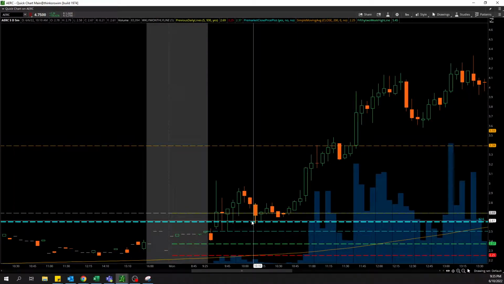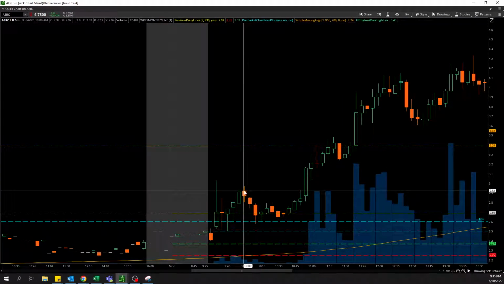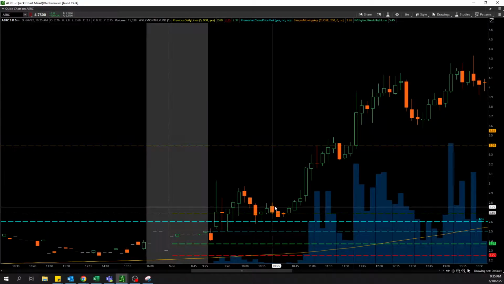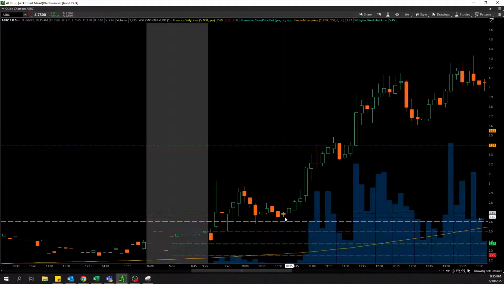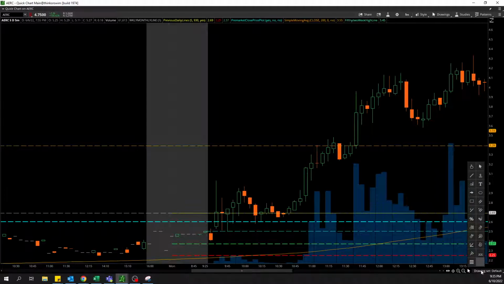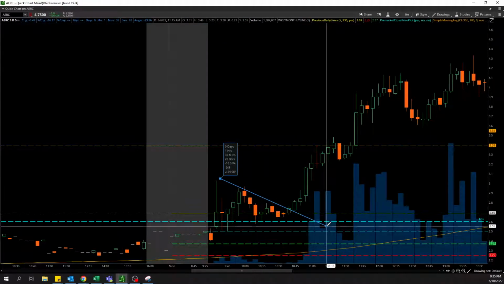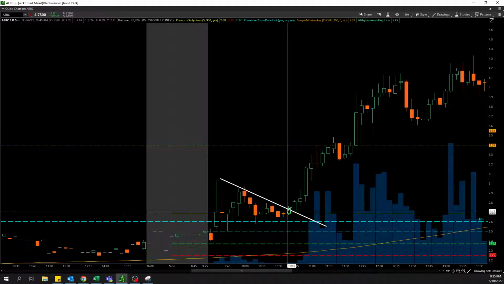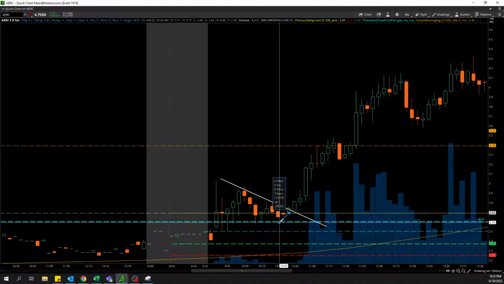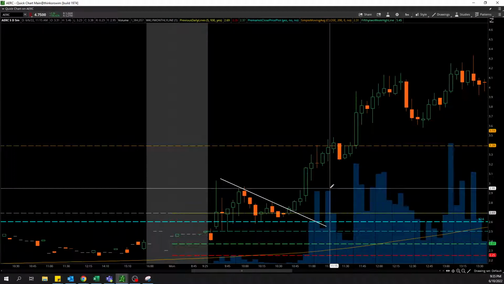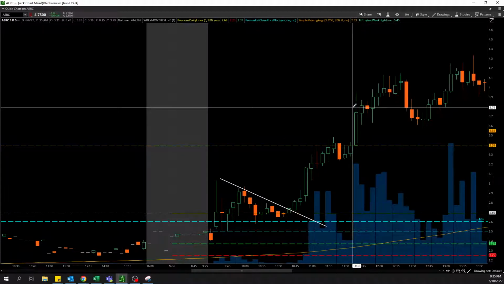260. So it respected, came back, tested it, respected, tried it again, and then this would have been your entry or area of interest. So what was your risk? I don't know, probably about 10 cents, if that. Yeah, about 10 cents from that area. And then it reached out.